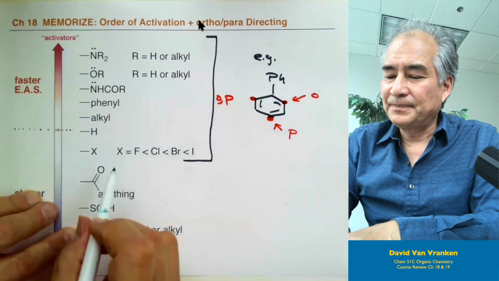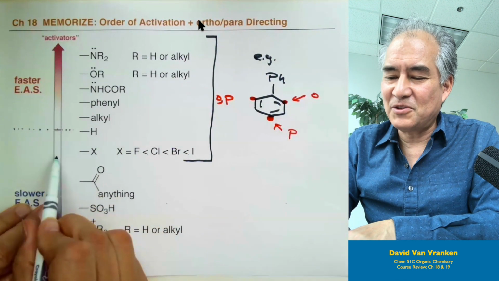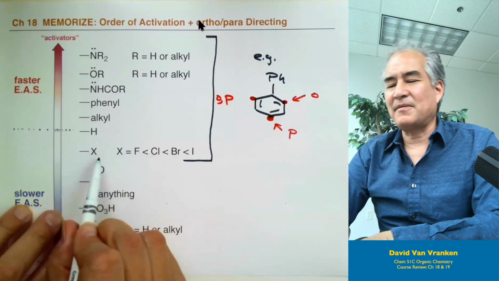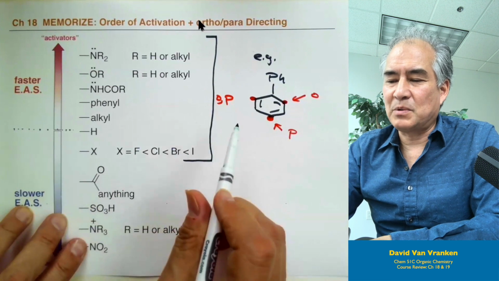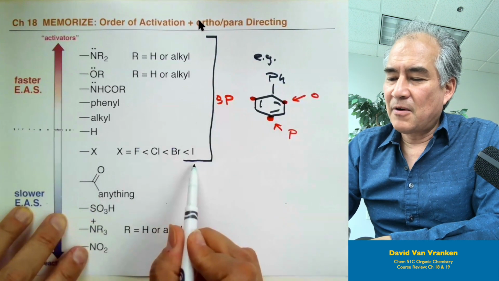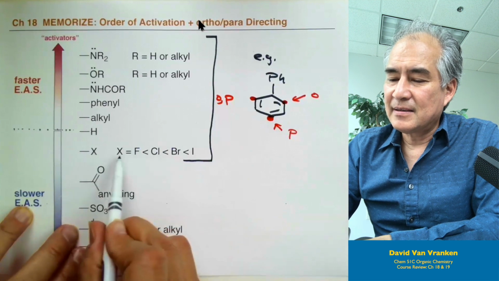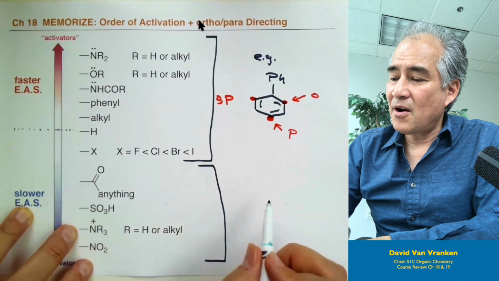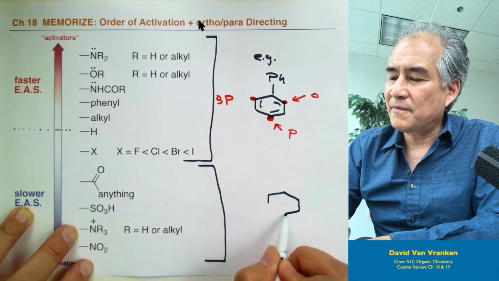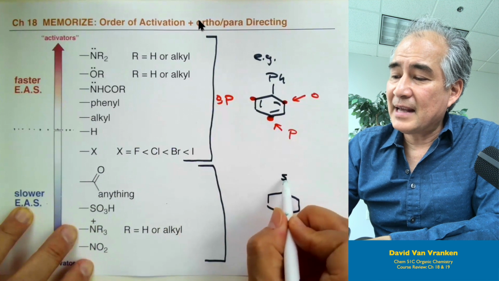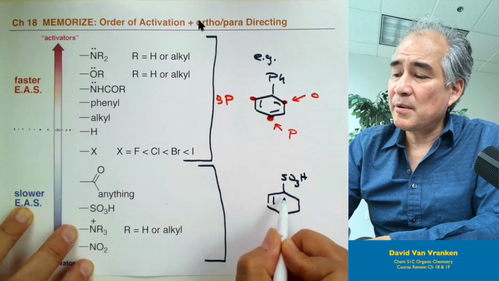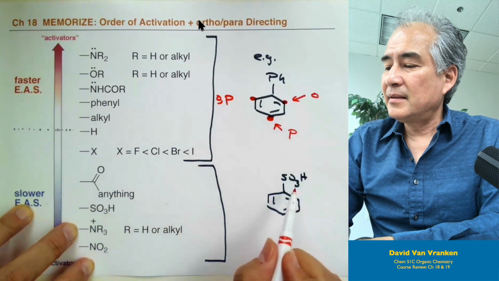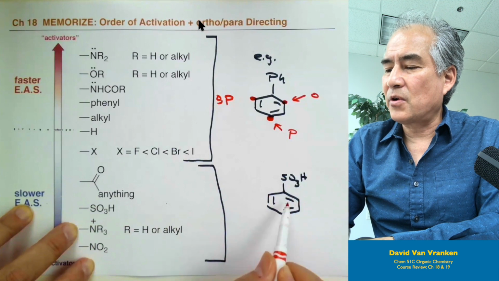When we come down here, so it's unfortunate because it would be super easy to memorize if X compounds were activating substituents, because then all activators would be ortho para directors. Now, remember down here, anything below halogen substituents in this list are meta-directors. They cause the next substituent to go to the meta position. So for example, if we had a sulfonic acid on here, and then we added a nitronium ion or something like that, that next substituent, this thing slows down reactions at the ortho and para positions.